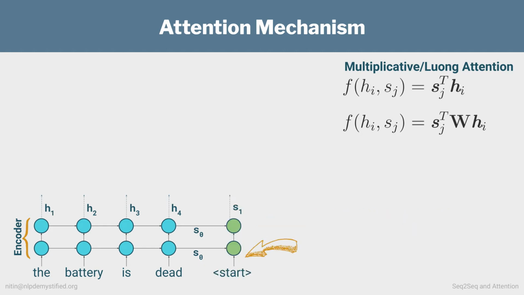There are key mechanical differences between additive and multiplicative attention. First, nothing is concatenated with the input token embedding. The LSTM cell takes the input embedding only and generates a decoder hidden state. Here that's S sub 1.